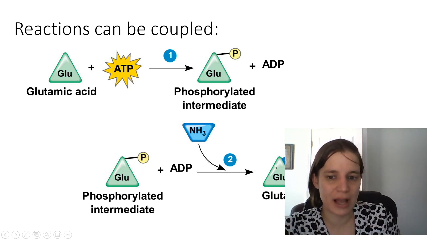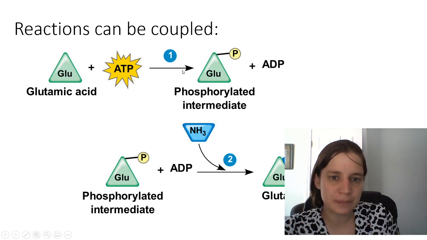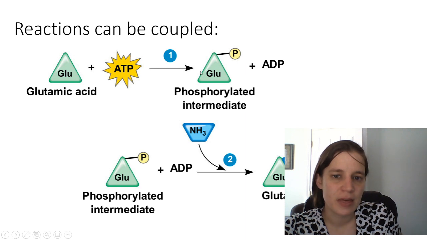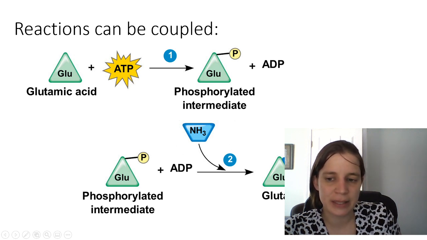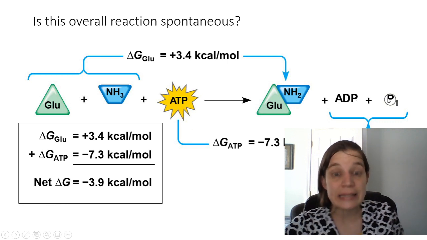You can couple this reaction in this way. So you've got glutamic acid with ATP, and you can make it so that these react, and this now is called a phosphorylated intermediate. It stole one of the phosphates here, and this is now ADP. And then this phosphorylated intermediate interacts with ammonium, and you end up with your glutamine and your ADP plus inorganic phosphate. So the deal is, going from ATP to ADP and inorganic phosphate is a spontaneous process.